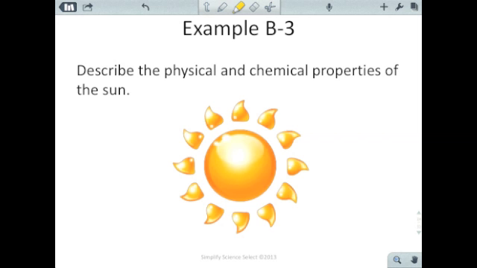Example B3, it says describe the physical and chemical properties of the sun. We should describe how it emits light. We should describe heat. We should describe the size of it. Those are some of the things that can be in our answer. Make sure you go back and put what's the physical, what's the chemical. And remember, physical doesn't change what it is. Chemical, it actually changes into a new substance.